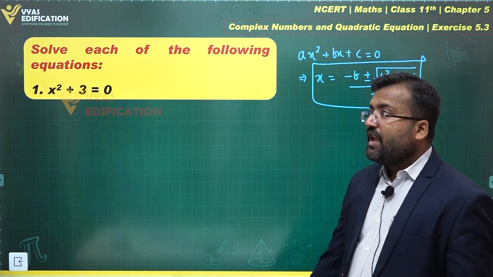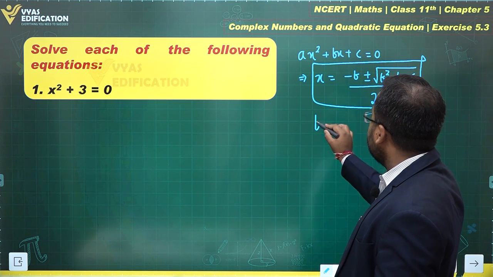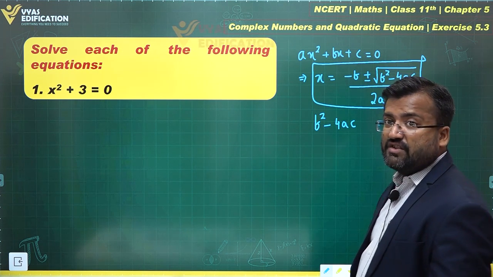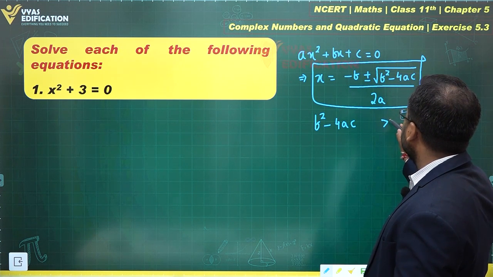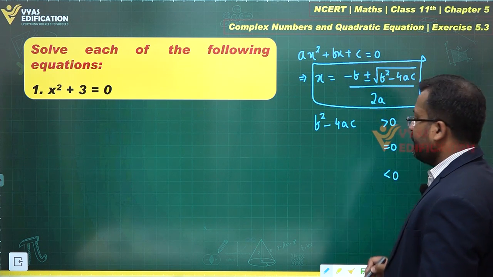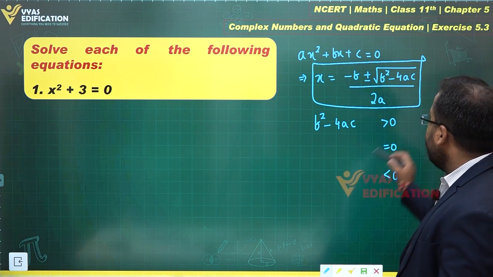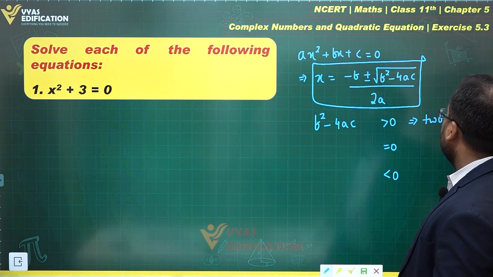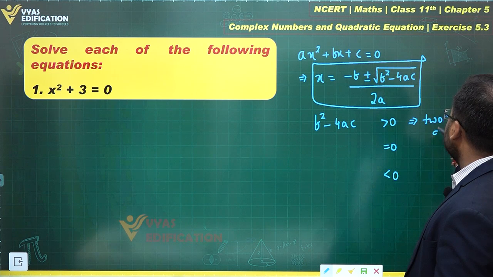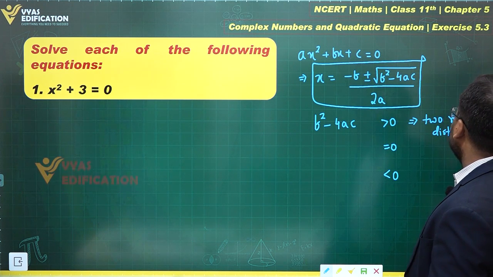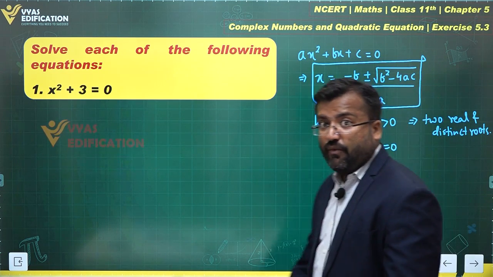Now, depending upon the value of b square minus 4ac, b square minus 4ac can be greater than 0, can be equal to 0, or can be less than 0. Those are the different cases, right? In this case, what you get is two real and distinct roots. Now, this is the condition when.